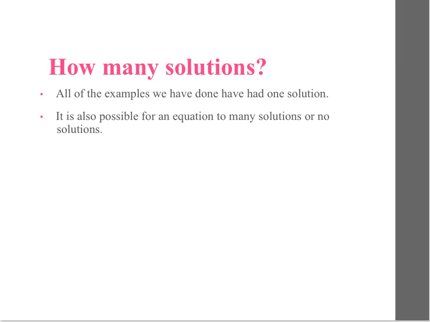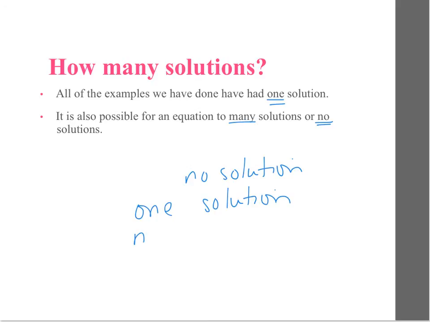How many solutions? Is that not the question to ask? So far, all the examples we've done have only had one solution. But it's possible for an equation to have many solutions or no solutions. So we have 3 choices: 0 or no solutions, 1 solution, or many solutions. Let's look at each of those cases.